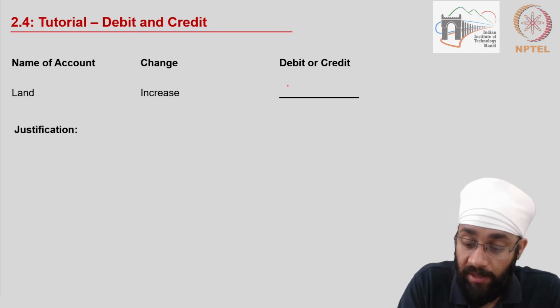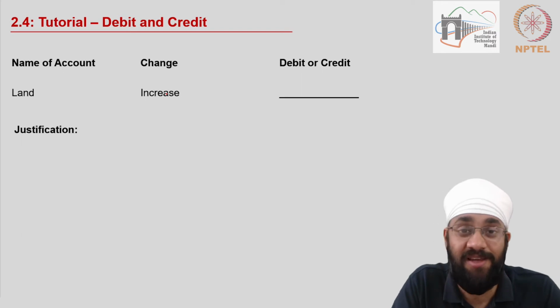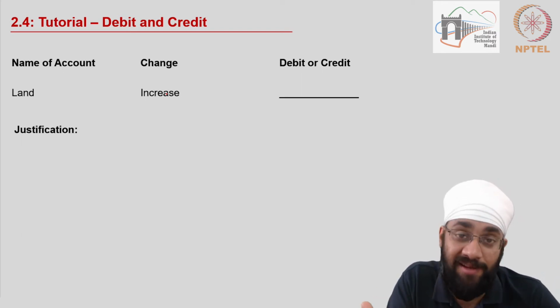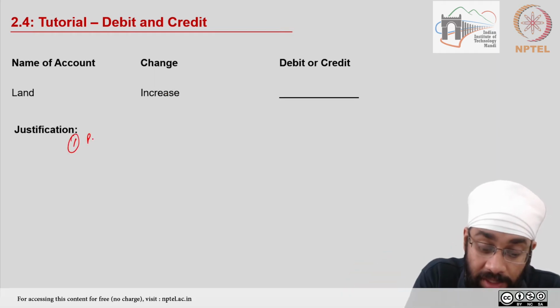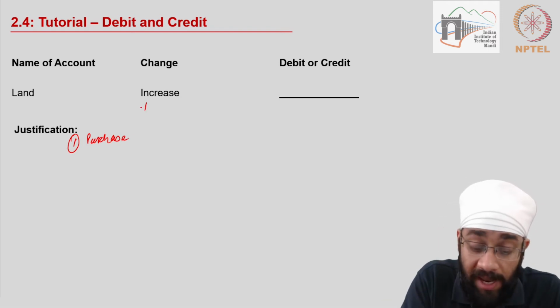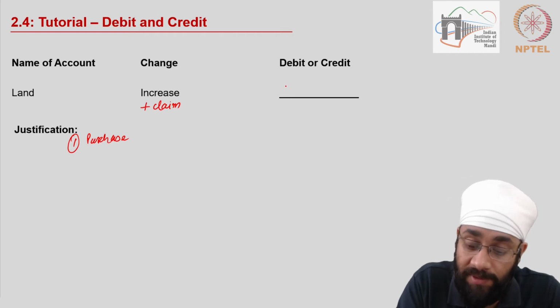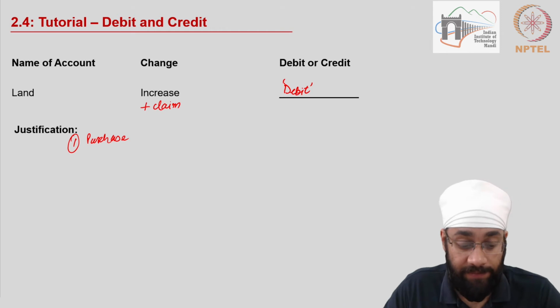Land increase. Again, when land increases, it's not increasing in size. You bought more land. You added more land to your existing pool of land is what we mean here. So I'm going to just quickly write for hints that you purchase more land. That means you have claim on more land. Your claims are going up in that sense. Any increase in the claim is debit.